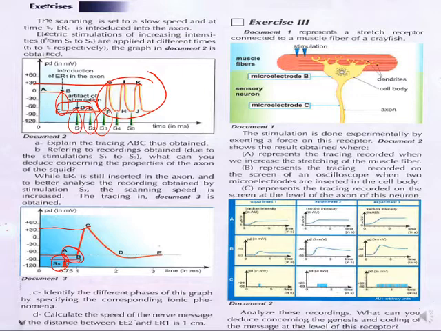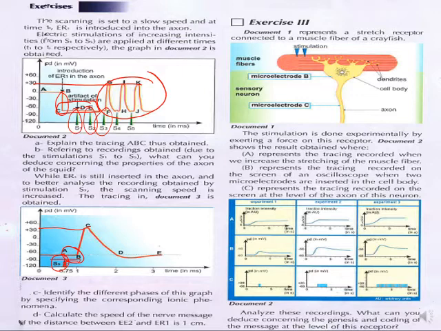So more positive charges will be deposited on the inside of the axon. This will make it more electropositive. Moving to the phase which is CD. CD corresponds to the phase of repolarization, going back to the polarization, going back to the minus 15 millivolt.